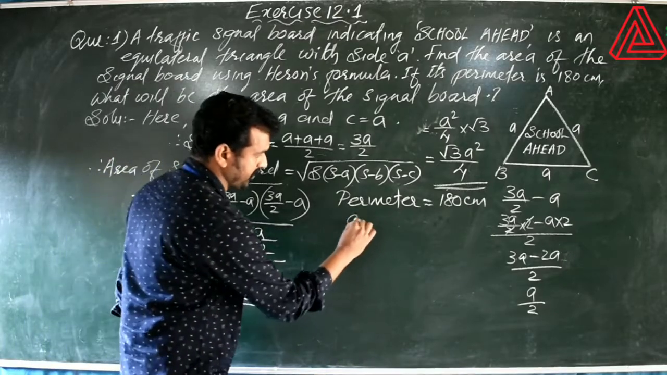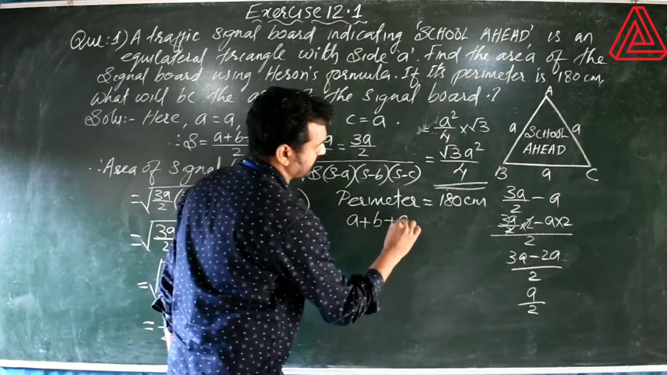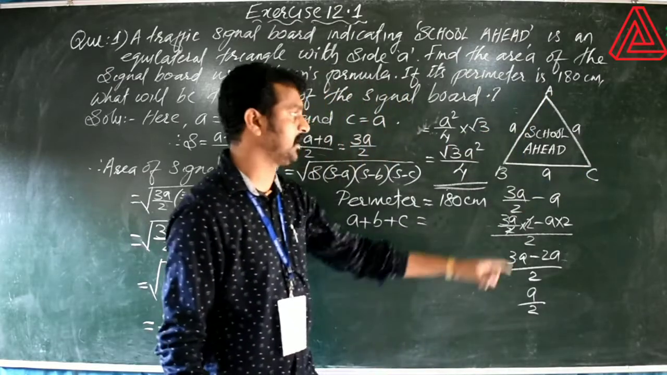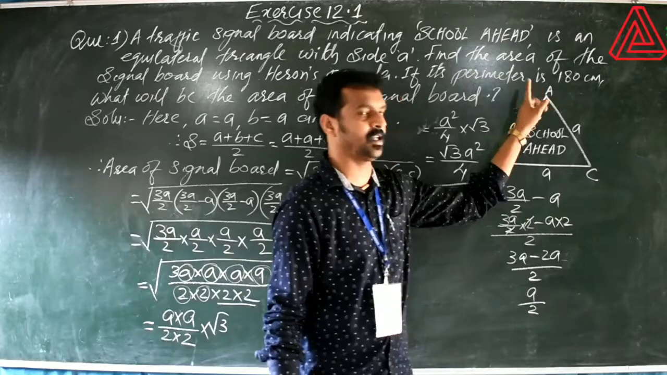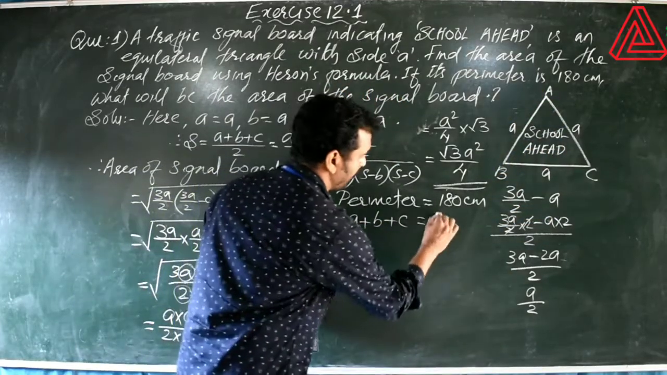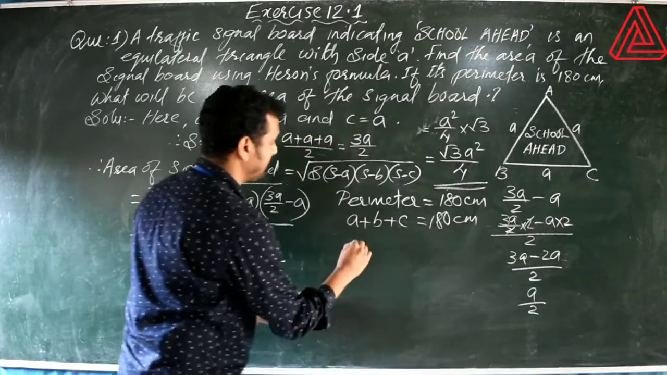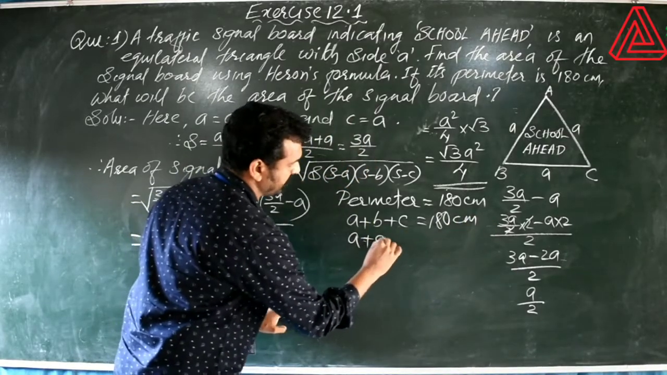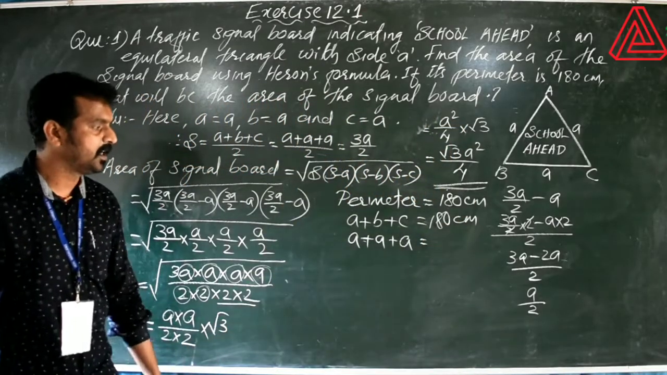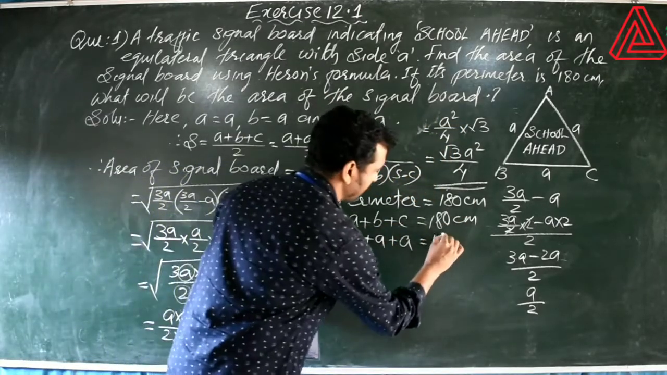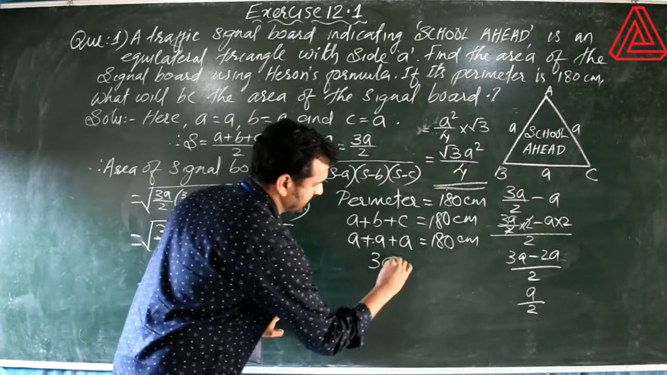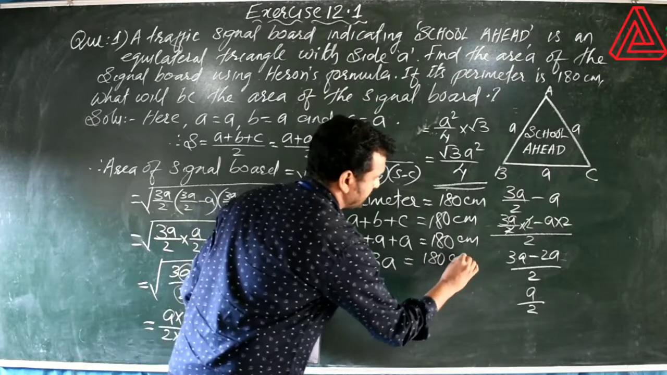Perimeter is equal to, what is the formula? A plus B plus C. That is the sum of the three sides of a triangle, that is called the perimeter, or the length of the boundary of a triangle. So we can write A plus B plus C is equal to 180 centimeter. A is equal to A, B is equal to A, and C also A here. All the three sides are equal. A plus A plus A, 2A plus A, that is 3A is equal to 180 centimeter.